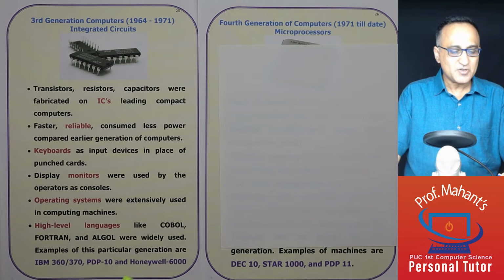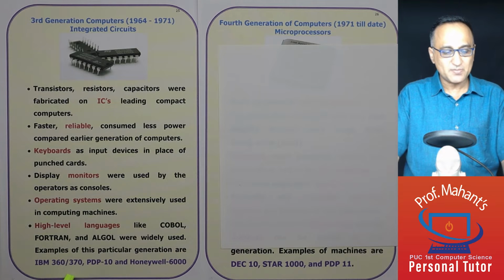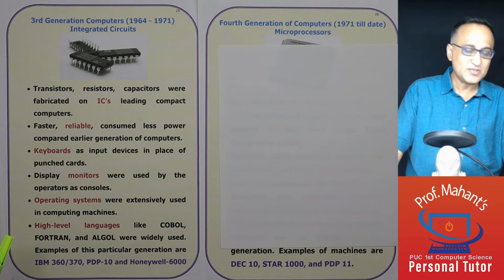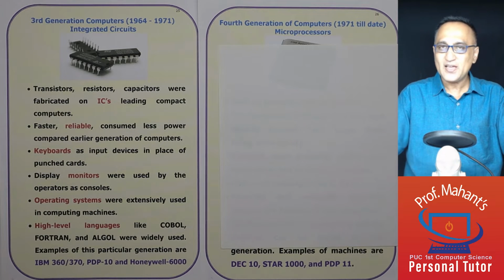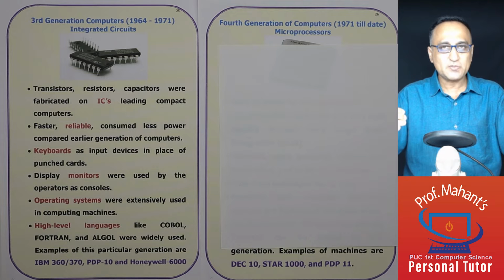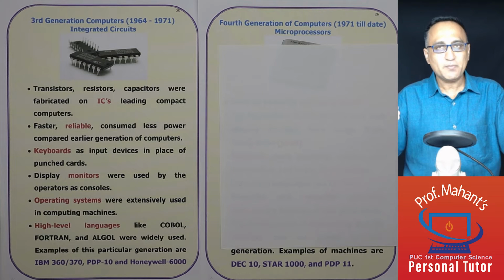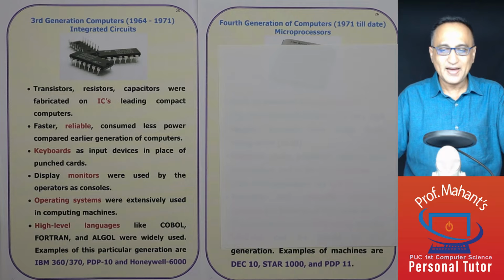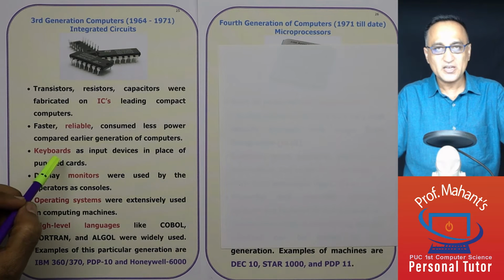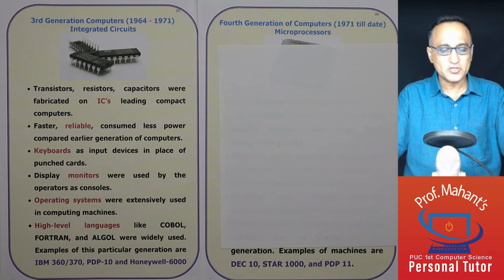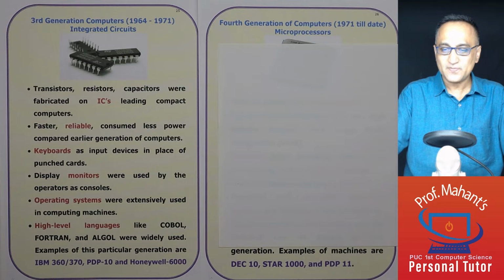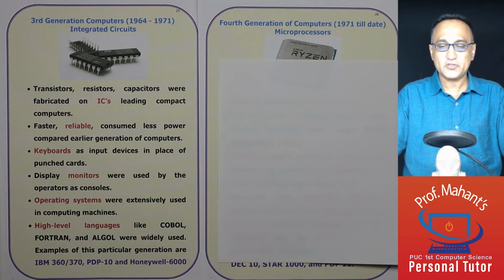Examples of machines of this particular generation were IBM 360/70, PDP-10, and the Honeywell 6000 machine. So these are some of the features of this generation. Again, if you see a trend, machines are becoming compact, more reliable, more powerful, consuming less power, and so on. Important changes are the keyboard for input, display monitors for the operators to see what is happening on the screen, and the development of high-level languages.